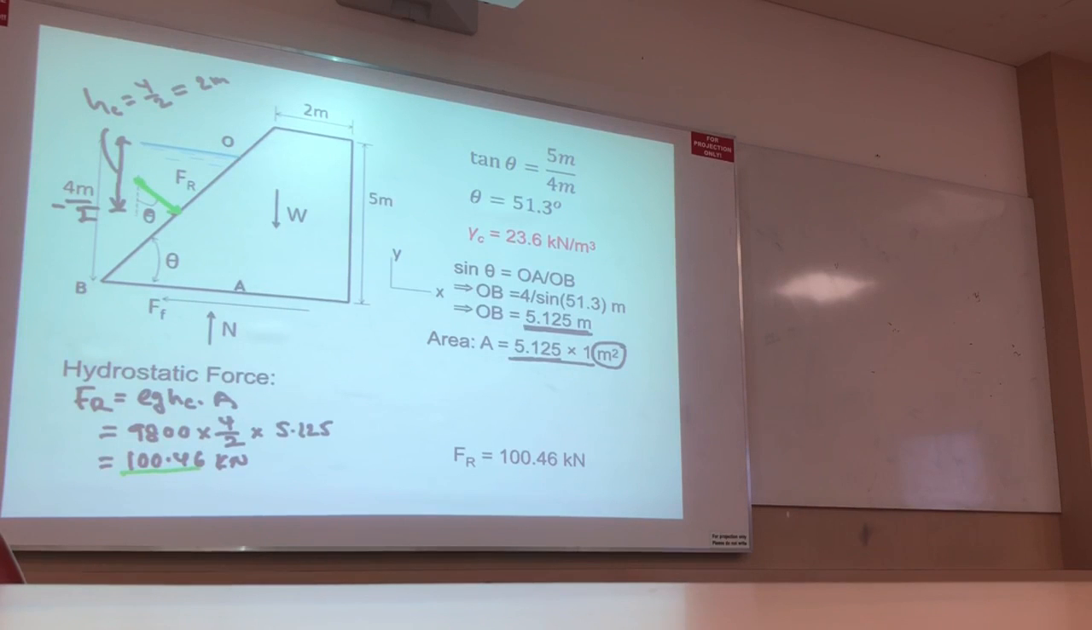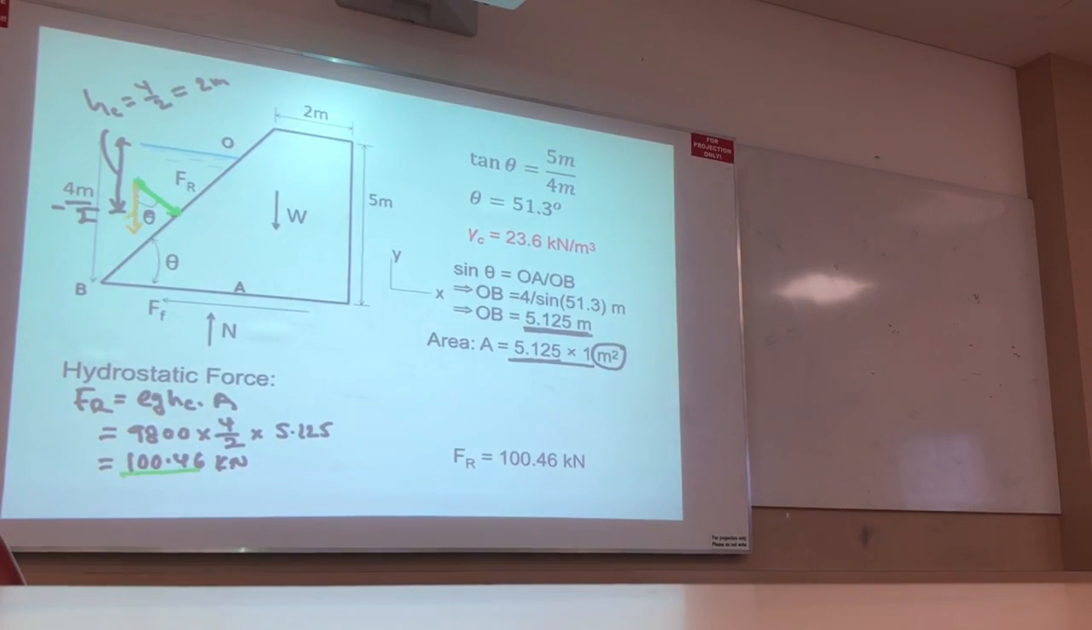Hydrostatic force is Fr, I put it blue. Green color is the net. This number has two components. One is the vertical component. This is FV. And another one is the horizontal component, FH. So what is the value of FH? Tell me.